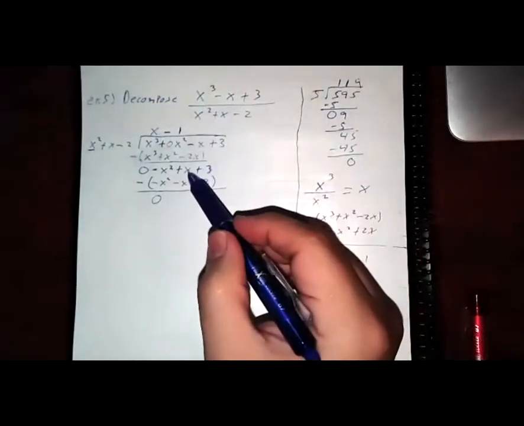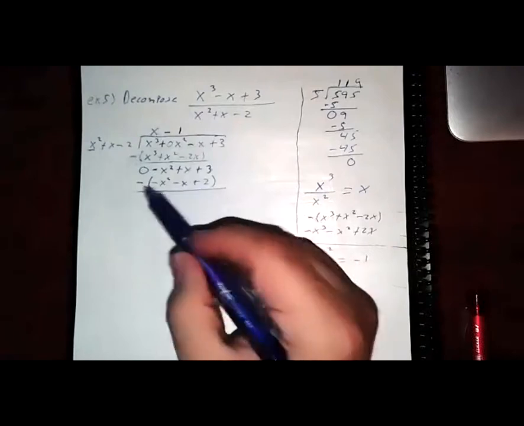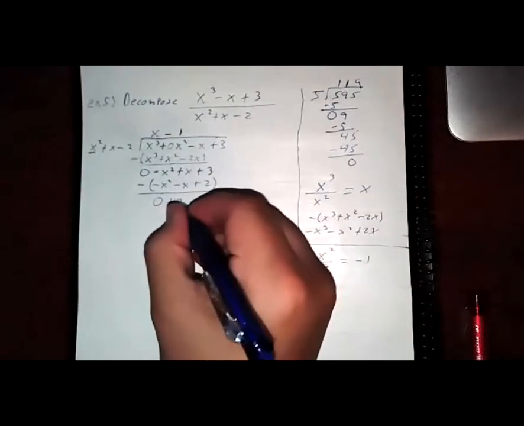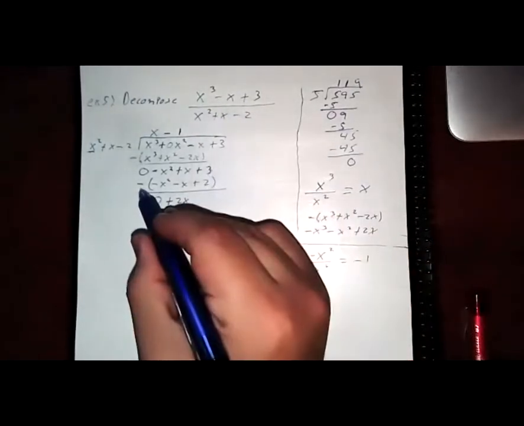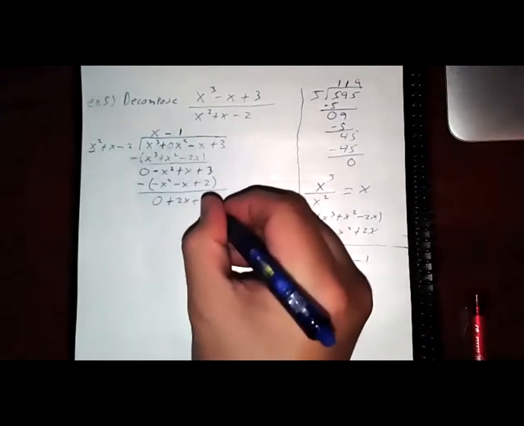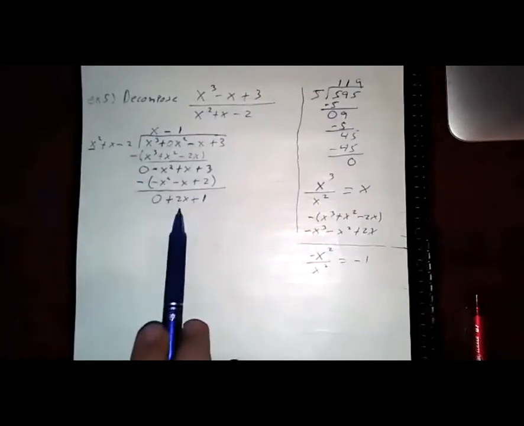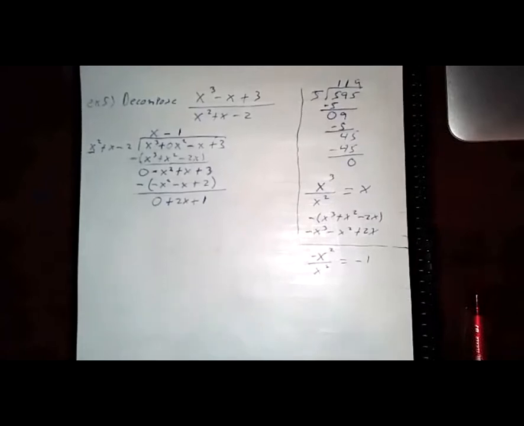All right, so x minus negative x is going to be x plus x, right? Because it's negative. So that result will be 2x. 3 minus 2, because this is negative, 3 minus 2 is 1. So now at this point, x squared is too big to go into 2x, right? So this is the remainder. We're done.